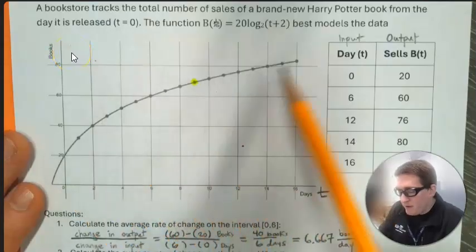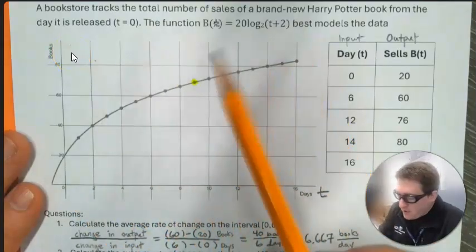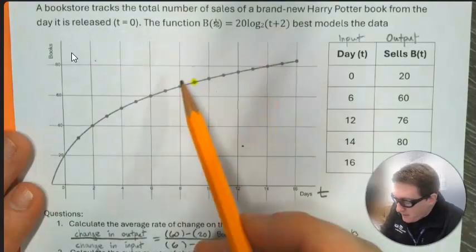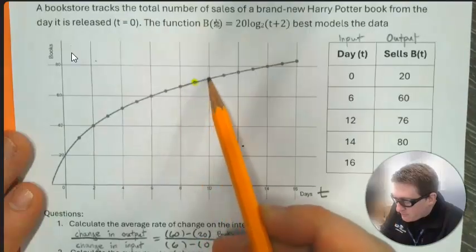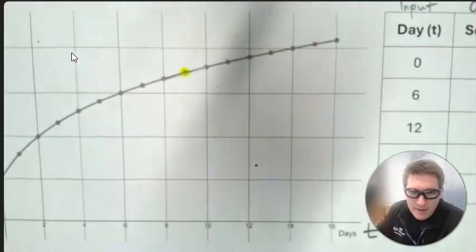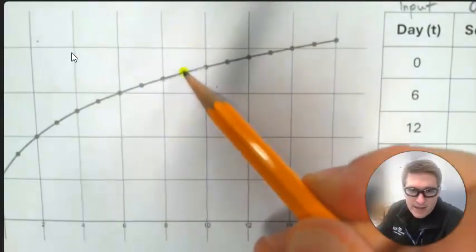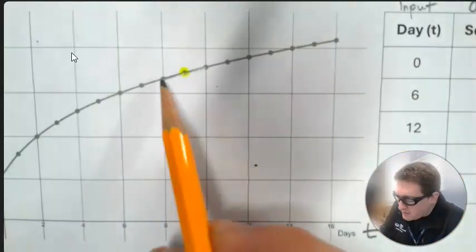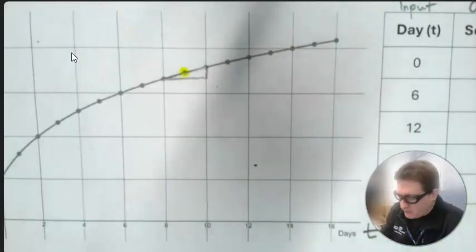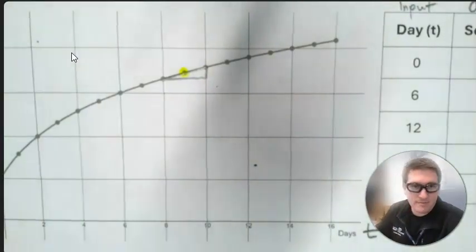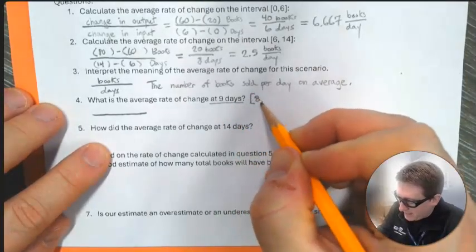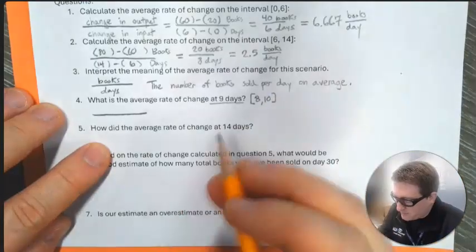Well, this logarithmic function is a curve. But if I zoom in on this spot, even though it's truly a curve here, I can interpret this part of it as like a little mini line. It's like I'm zooming in on it. And if I want to find the average rate of change at day 9, what I do is I calculate the average rate of change of this little segment here using day 8 and day 10. So at 9 days, I'm just going to interpret that as an interval between 8 and 10 because that interval gives me a pretty good line, right?